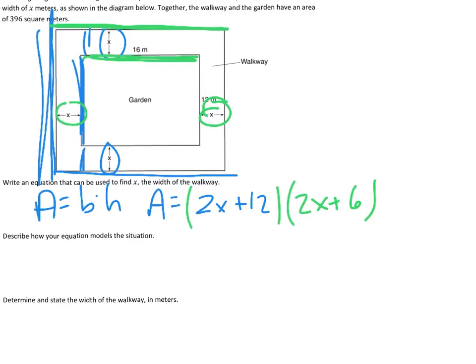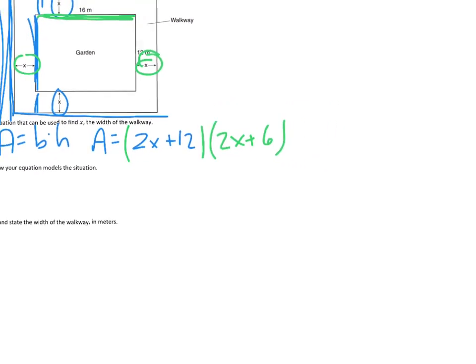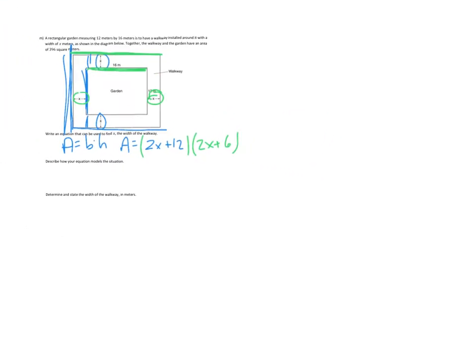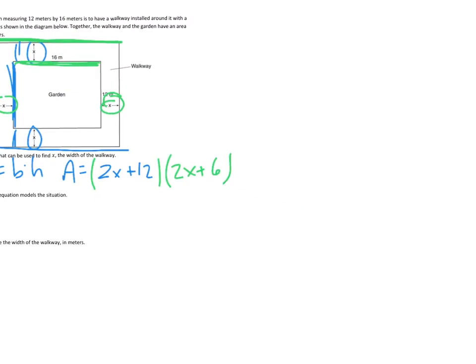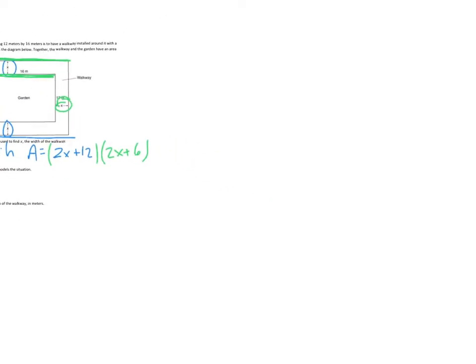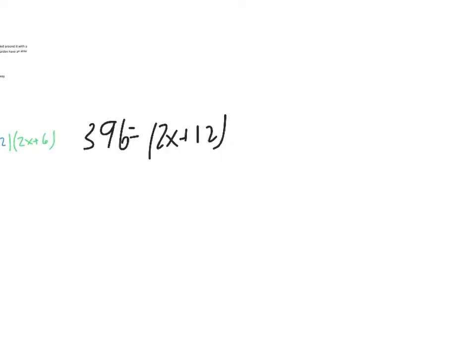So we are almost there. I'm going to add one little change here. We have an A, an unknown, and an X. We can't have both. It does tell me up here that the area is 396. So my final answer for this first one is 396 equals 2X plus 12 times 2X plus 6. And that's my equation.